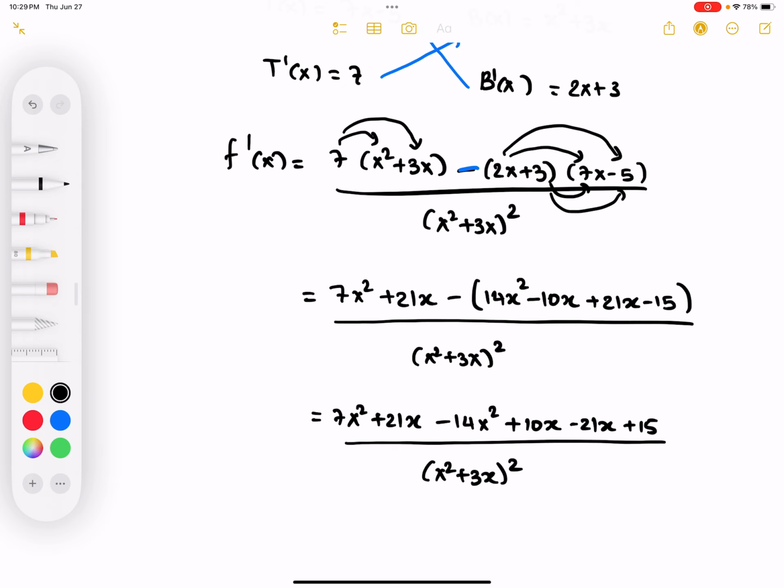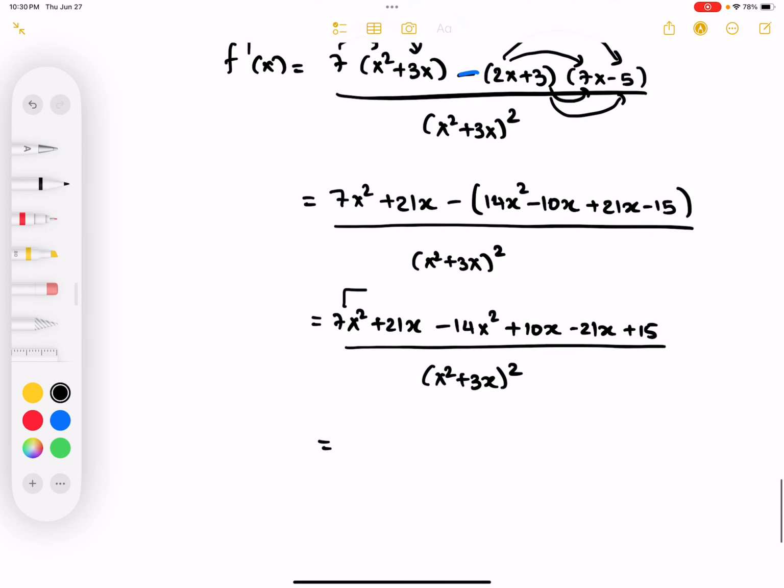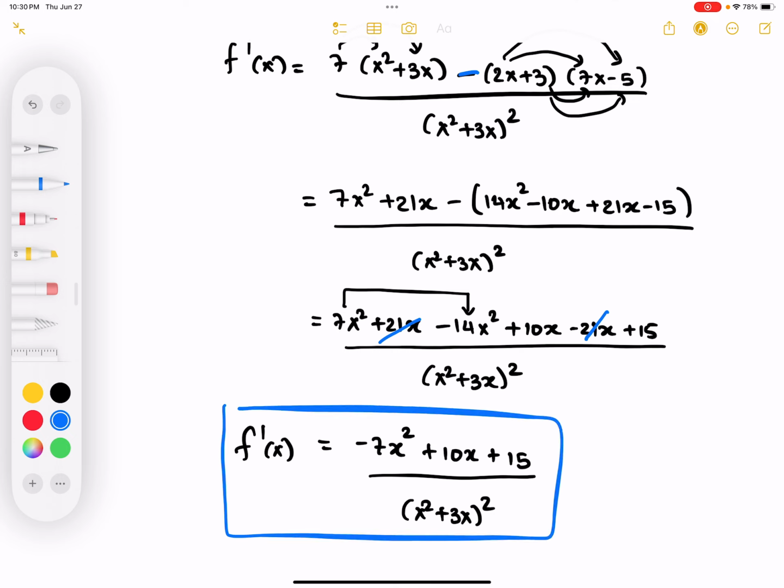When you look at this one, like terms, so 7 and this one, you see, it is negative 7x squared. 21x, this is positive, this is negative, cancel, and it is 0. Now, the remaining are plus 10x plus 15 divided by x squared plus 3x the whole square. So this is the final simplified form of the derivative of the given function.